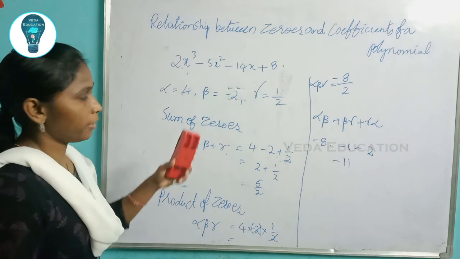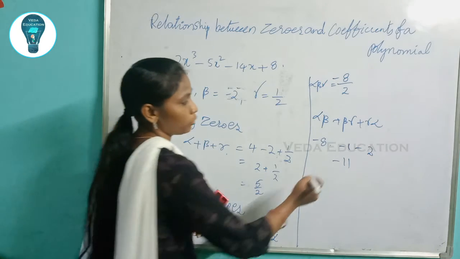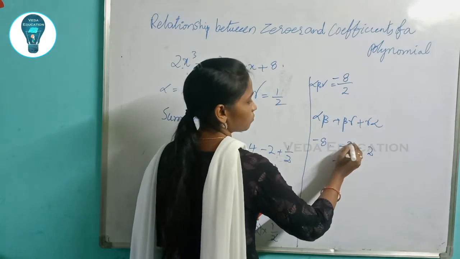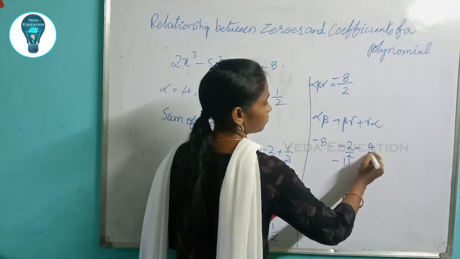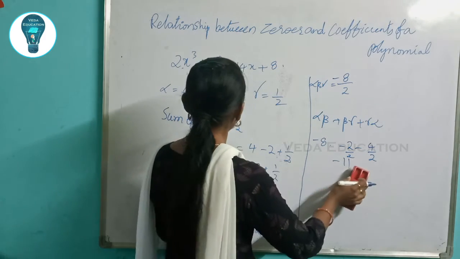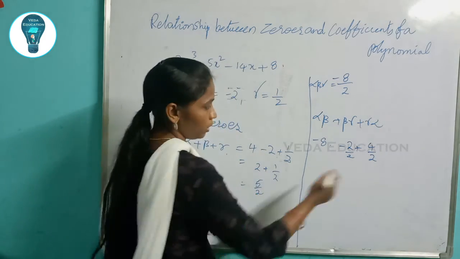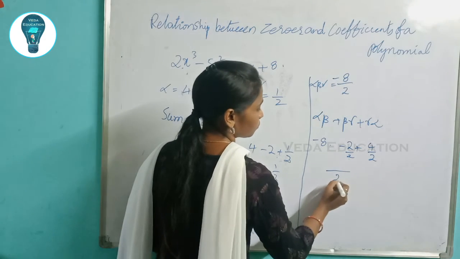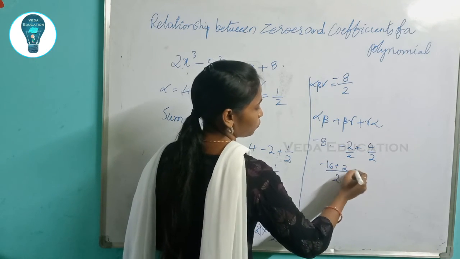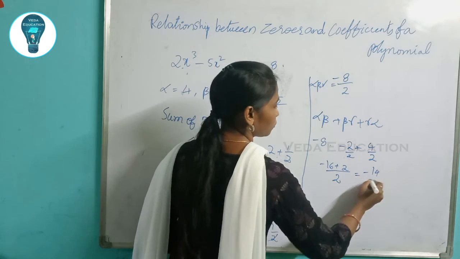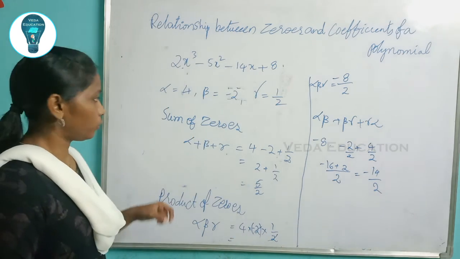Or else you can write 4 twos are minus 8, and minus 2 by 2, and plus 4 by 2. Here LCM is 2, and minus 16, here you will get plus 2. So here minus 14 by 2. Got it? Minus 7, or minus 14 by 2.